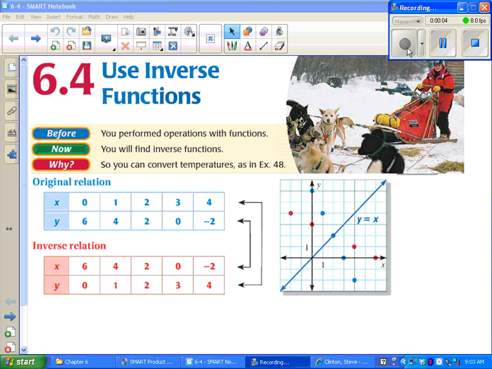6.4, we're going to find inverse functions. Inverse means switching x and y and then solving for y again. It really just means you're switching all the x values with all the y values. The only time that we don't actually switch the variables is when we're dealing with models, which we'll see in one of the later examples.